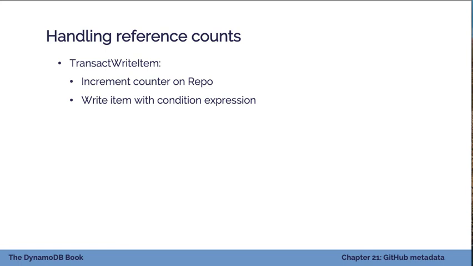When you're doing a reference count like that, what you need to do is use a transaction, this TransactWriteItems, and you're going to do two things. Number one, you're going to increment this counter on that parent object, which is going to be that repo. And then you're also going to write that item, whatever that related item is, whether it's a star or a fork, with a condition expression to make sure that it doesn't exist. And if it does exist, if this repository has already been starred by that particular user, this is going to reject that part of the transaction, which will roll back the entire transaction and make sure we don't increment that counter as well.